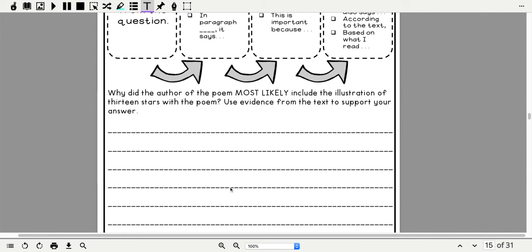And don't forget to restate your question, answer your question, and then prove it to me with some text evidence. Now when you're finished with this, don't forget to upload your answers to your social studies Google Classroom or make sure your packet is turned in.